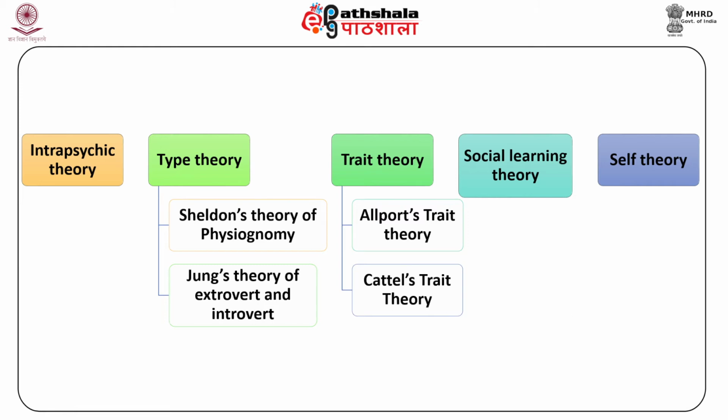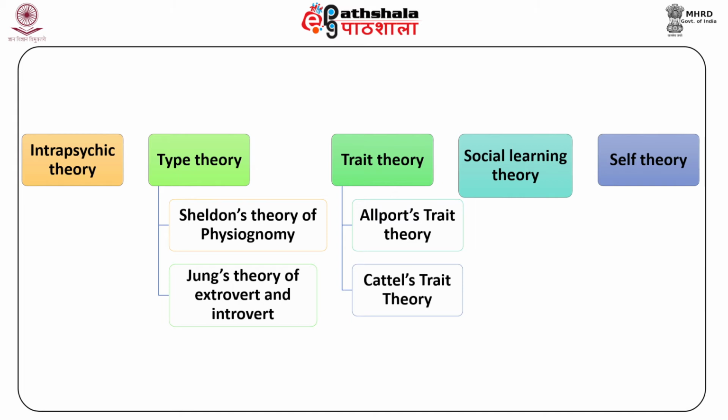The next theory is the type theory. There are two types of type theory, one given by William Sheldon and the other given by Carl Jung. The first one is Sheldon's theory of psychonomy. According to Sheldon, there are three kinds of body types that individuals have: endomorph, mesomorph, and ectomorph. Endomorph individuals are thick. They are fat and bulky in proportion to their height. They are very often fond of food, are jovial, affectionate, and are public favorites.